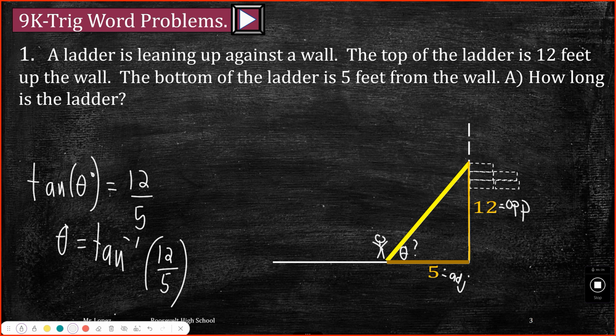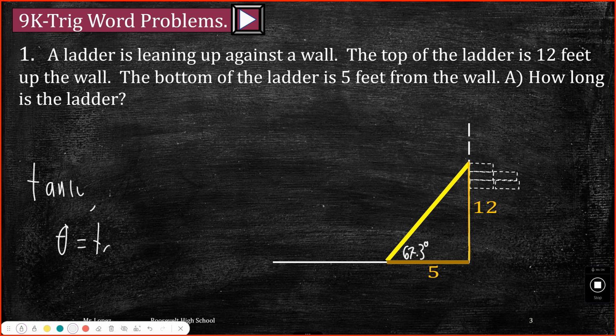What are you getting? 67.3. Everybody get a calculator. I'm telling you, come up and get a calc. I'm not helping you when you're taking the test. Approximately. Okay? So now I have found what the angle right there is.